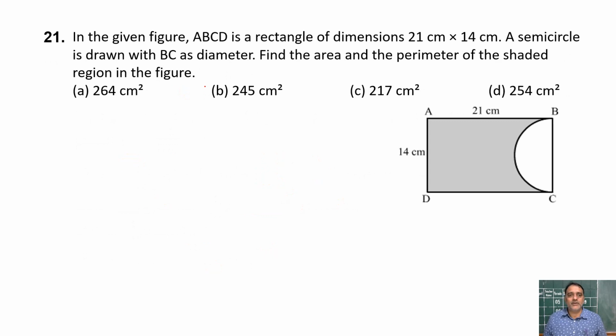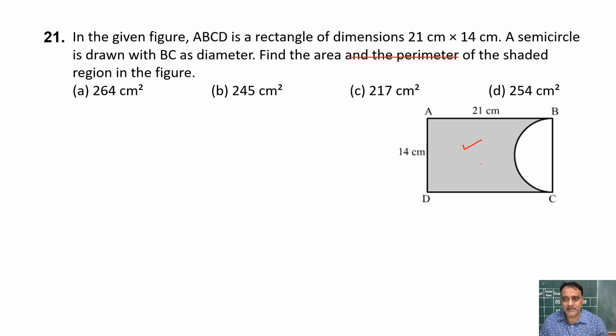So now we are moving toward question number 21. In the given figure, ABCD is a rectangle of dimension 21 into 14. A semicircle is drawn with BC as diameter. Find the area and perimeter. Wait, इसको थोड़ा सा correction करना है. Only area. Find the area of the shaded region in the figure. So question is clear. How will you find this shaded region?